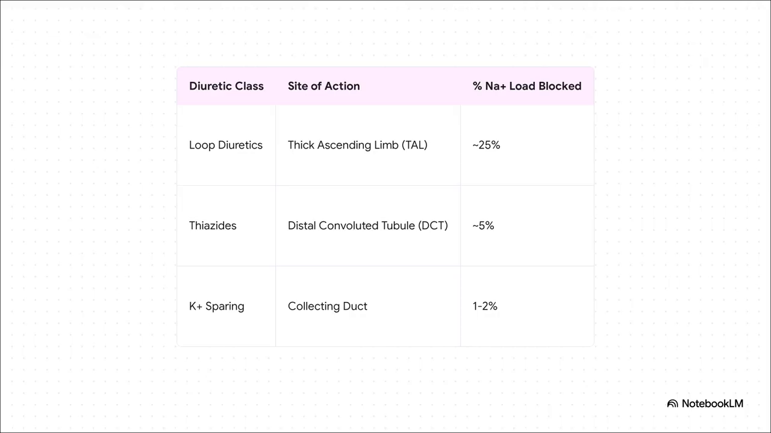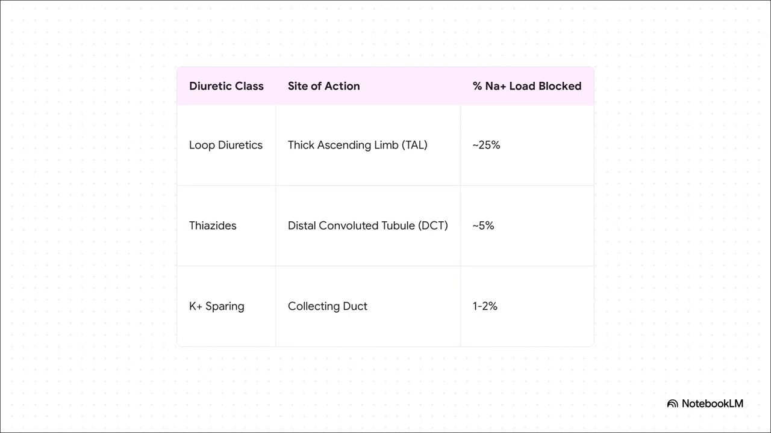First, we have the loop diuretics. These are by far the most powerful diuretics we have. They act in the thick ascending limb, or tail, where they block the sodium-potassium-2-chloride cotransporter. Now, because this part of the nephron is responsible for reabsorbing about 25% of all filtered sodium, blocking it leads to a massive increase in sodium and water being flushed out.